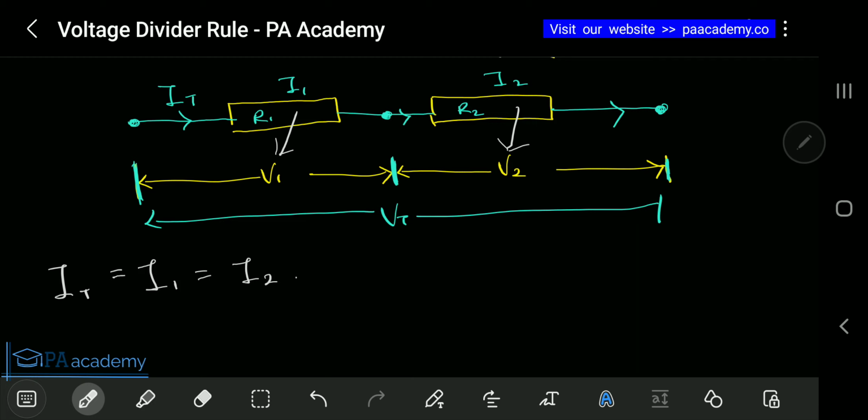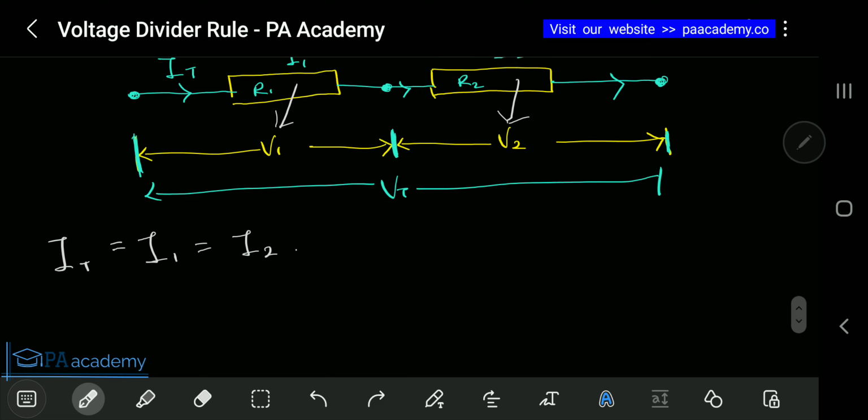We have to divide the total voltage that is flowing alongside this IT. At this point we have our VT also. Let's say our total voltage is 5 volts. If 5 volts is flowing through here, how much of that 5 volts will get to this point, or for V2? That's just the basic idea behind it. Now let's look at how we can use the voltage divider rule to get the values of V1 and V2.